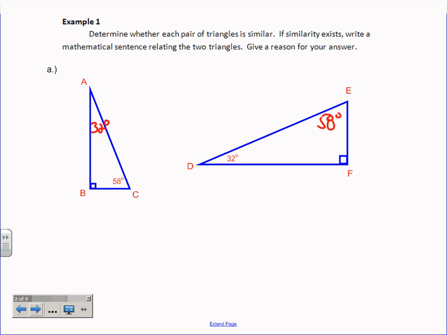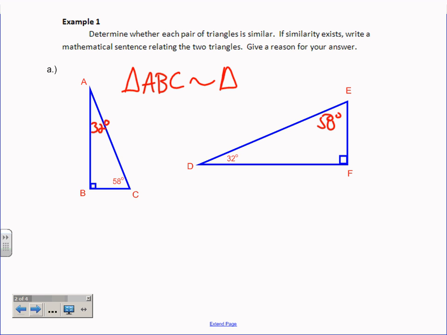So there it says, if similarity exists, write a mathematical sentence. Well, what do you suppose it means by that? Well, just go ahead and say that triangle and just name it somehow. A, B, C. And what should be a good, it's kind of like the middle, the meat of the sentence here. We could say congruent, we could say greater than, we could say equal to. There's lots of things we could put there. But what are we going to put? What do we know? Similar, that's it, right? That's what we know. And similar to which triangle?